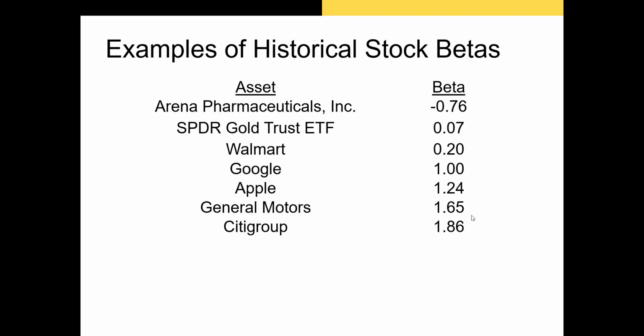Now, Citigroup, General Motors, and Apple have betas of greater than 1 as of when I pulled this data and calculated the beta. The higher the beta, typically we say the higher the expected return, and I'll talk about why that is in a second. But these companies do really well in bull markets, and they do really badly in bear markets or financial crises or any downturns in the market.